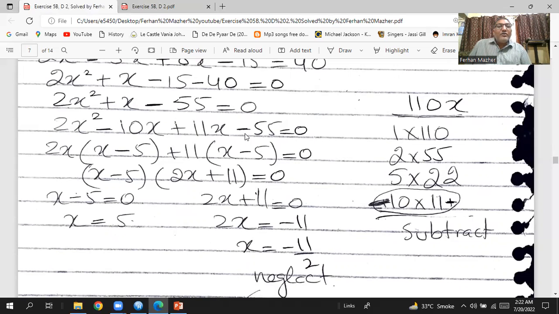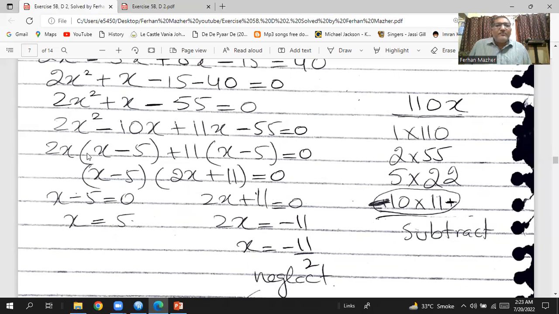So with the third term, you have negative sign. So I write here subtract. So I'm looking for that pair which by subtraction will give me plus 1. So 10 and 11 is that pair because you want plus 1. So with the larger number, we will write the positive sign, and with the smaller number, we will write the negative sign. So you will have 2x squared minus 10x plus 11x minus 55 equals to 0.